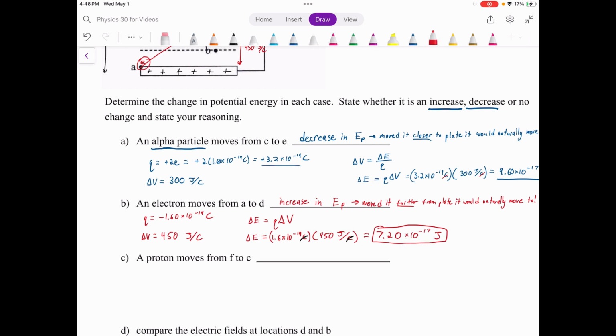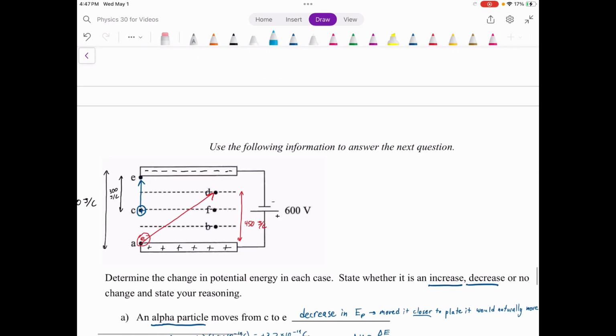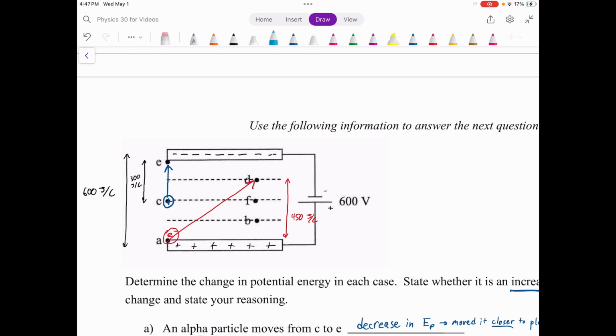All right, now it asks a proton moves from F to C. So we know that the proton has a charge of positive e, 1.6 times 10 to the negative 19 coulombs. Ooh, if we move a proton from position F to position C, have we changed its potential energy? You're right, we haven't. If we take a ball and move it over here, we haven't changed its height, we haven't given it any more gravitational potential energy. Same idea here, but instead of gravity, electricity.